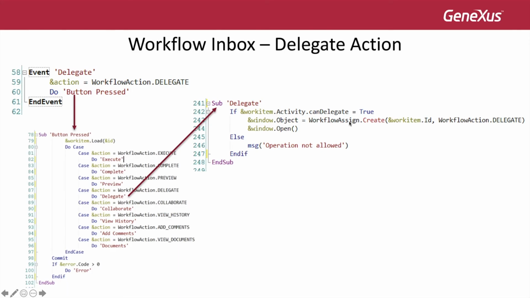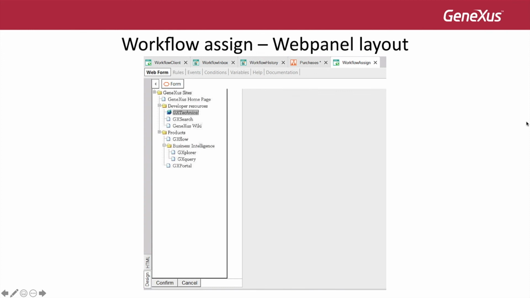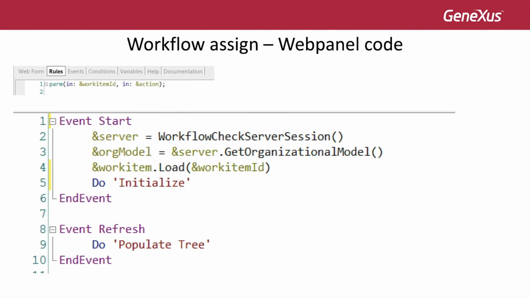This web panel is created with a window object and it receives two parameters, the work item ID that has been loaded at the button press subroutine and the action, in this case, workflow action delegate. In the layout, we are going to see that it's different from other panels. It has the tree control and two buttons, confirm and cancel. If we see the code, we are going to see that it receives two parameters, work item ID and action.